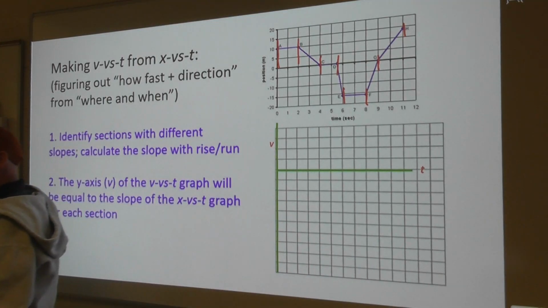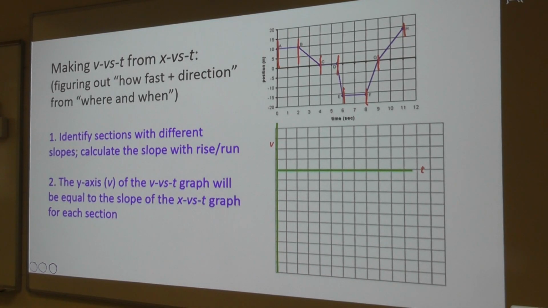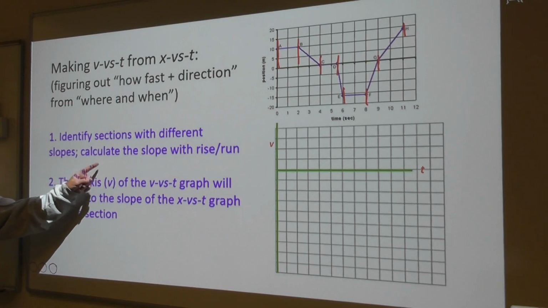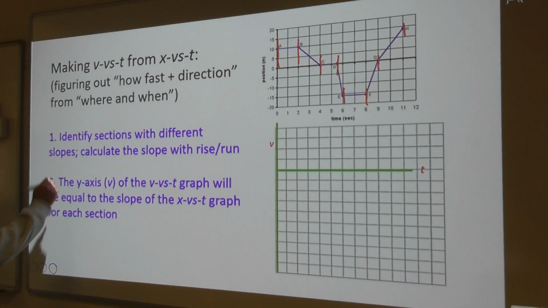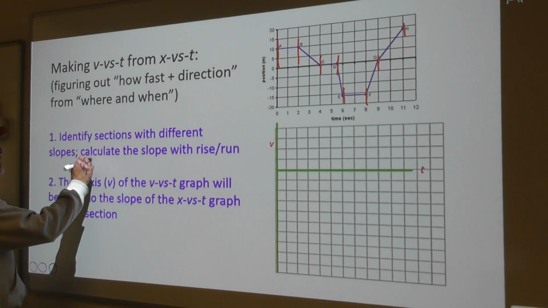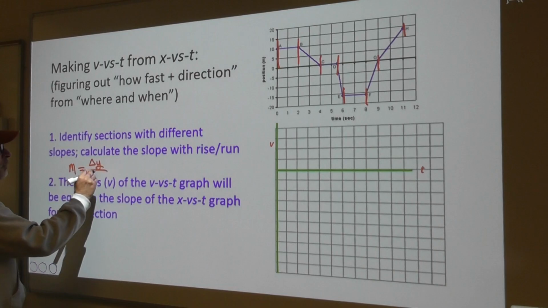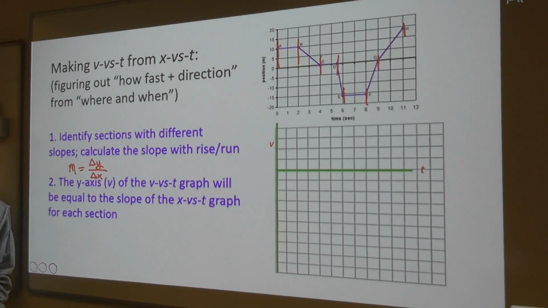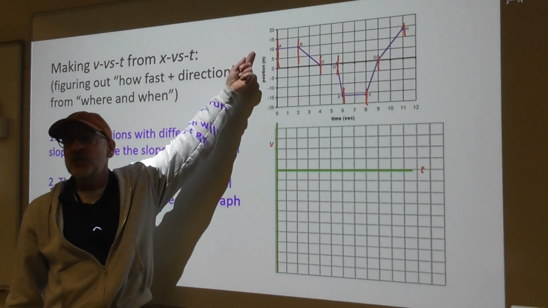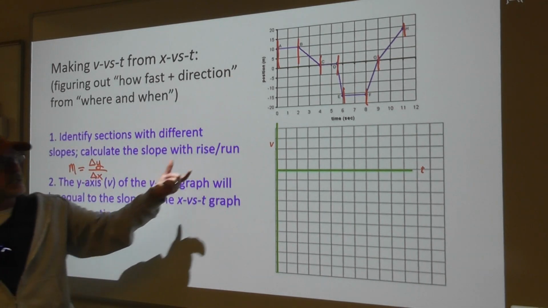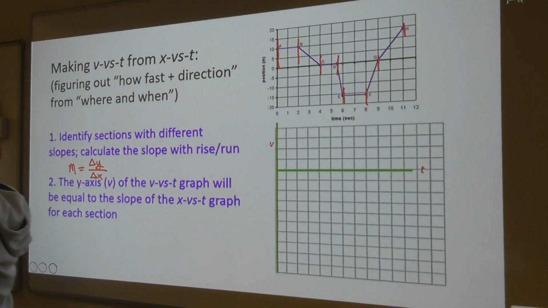And then the way to actually find the speed during those sections is to calculate the slope. If you don't remember this, m is typically the variable we use for slope. It's just the change in your y coordinate divided by the change in your x coordinate. In this case, our y coordinate is position, and our x coordinate is time. So what this is going to tell us is change in position divided by change in time.